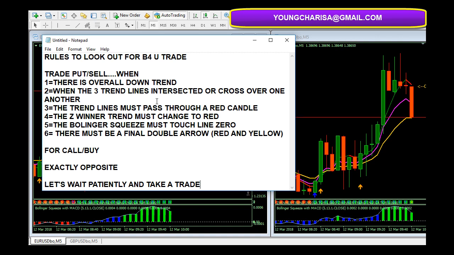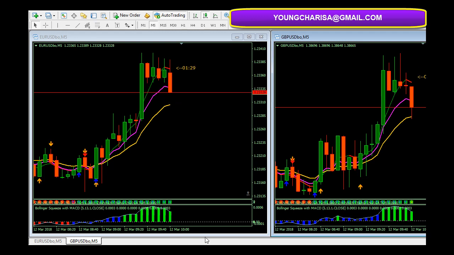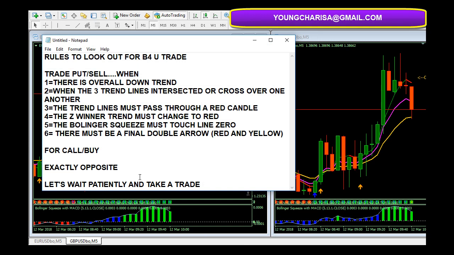When the three trend lines intersect or cross over one another, the three trend lines will be coming together now to intersect very soon. The trend line must pass through a red candle. Look at the trend line, it's passing through a red candle here. If it goes down, it means they've already passed through the red candle. Look at overall downtrend. The three trend lines must pass through a red candle, or at least these two major ones will pass through. Okay, look at it there.